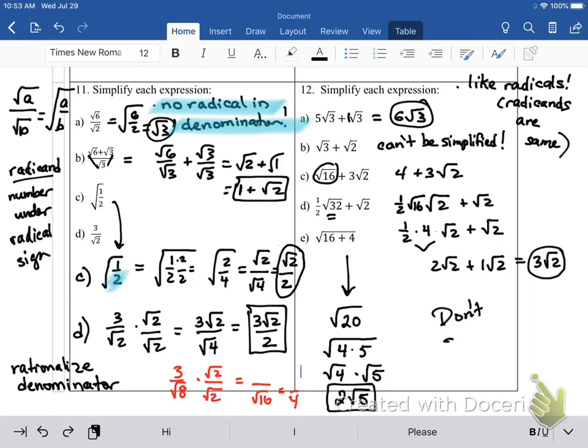Don't split across a plus sign. Never, never, never, never, never. Okay, and that's it for 11 and 12.